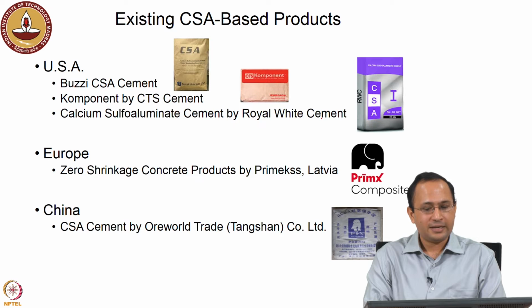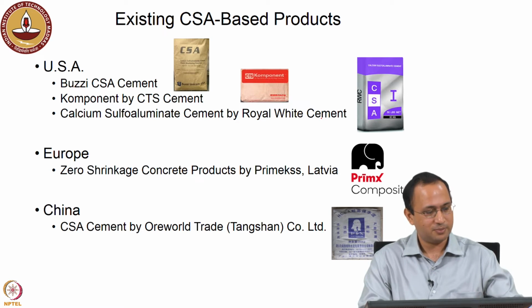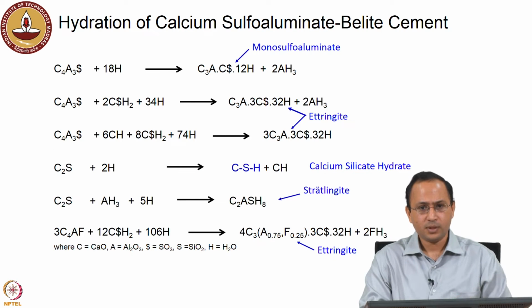In Europe, we see that Primex, a company based in Latvia, does not sell cement per se, but it sells concrete products. They sell zero shrinkage concrete products. And in China, a company has been manufacturing it for decades actually, Overworld Trade Company Limited. So, these are the existing products in the market. It is good to know that there is something which exists, which is based on CSA cement.